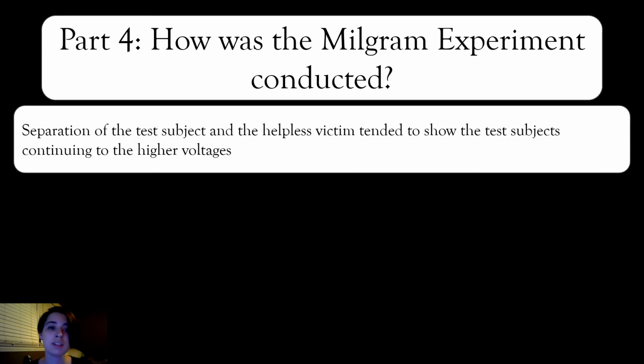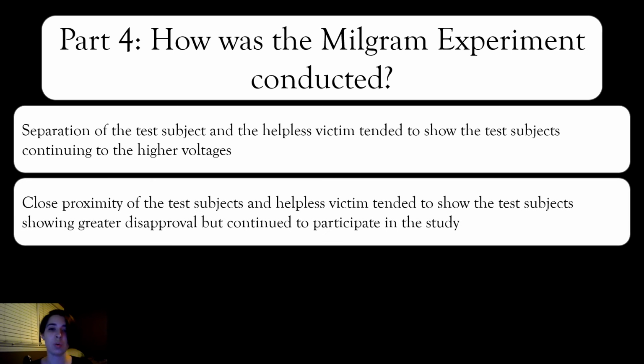The proximity of the test subject and the helpless victim showed results that differed a bit from one another. If the test subject and the helpless victim were separated and couldn't see one another, the test subject tended to continue to the higher voltages, versus when the test subject and the helpless victim were in close proximity with one another, the test subject tended to show more disapproval, but continued participating in the study.